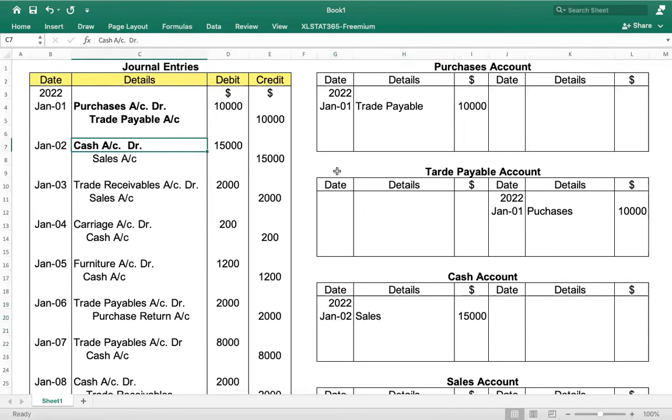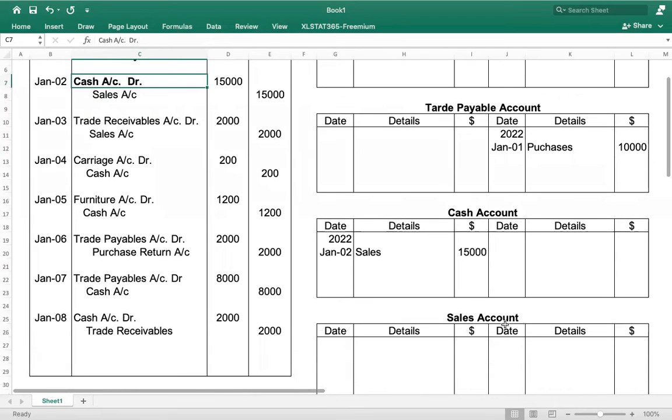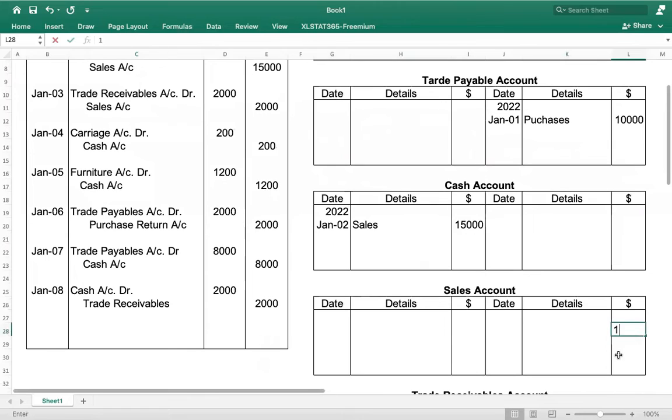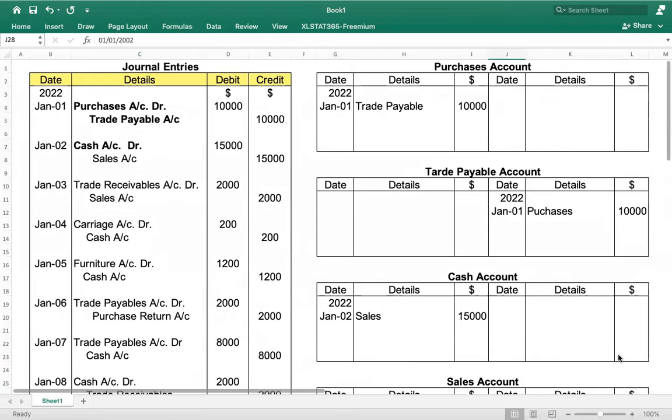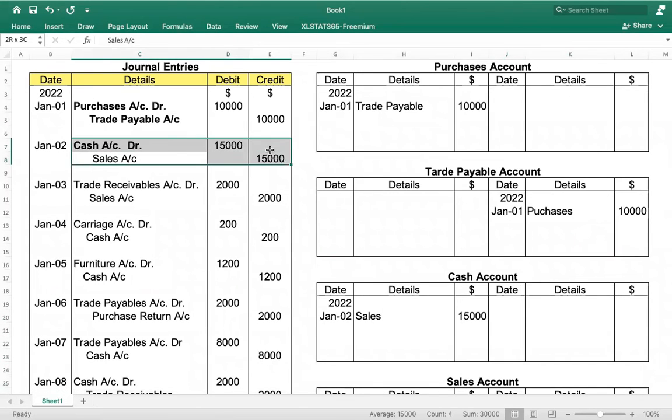Now the next posting is in which account? Credit, sales. The sales account is this. On the credit side I will write 15,000, and the name of the account is cash. Jan 2nd, 2022. Done. So we are done in the sales account also.